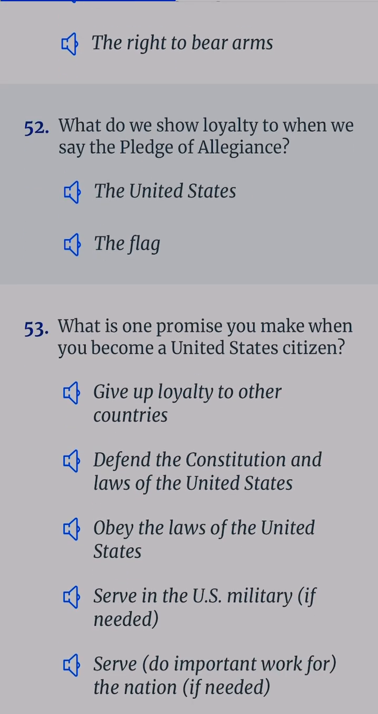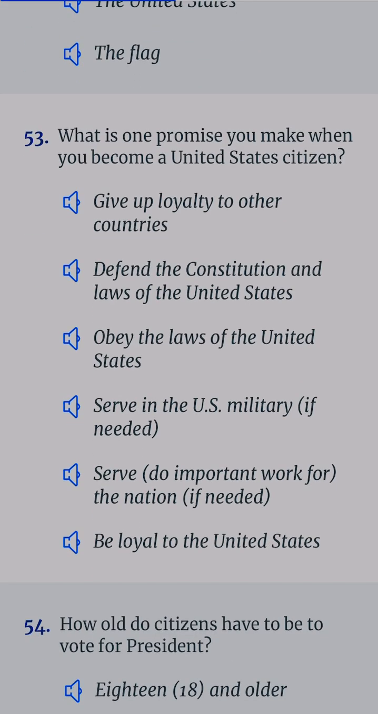What do we show loyalty to when we say the Pledge of Allegiance? The United States, the flag. What is one promise you make when you become a United States citizen? Give up loyalty to other countries. Defend the Constitution and laws of the United States. Obey the laws of the United States. Serve in the U.S. military if needed. Serve, do important work for the nation if needed. Be loyal to the United States.